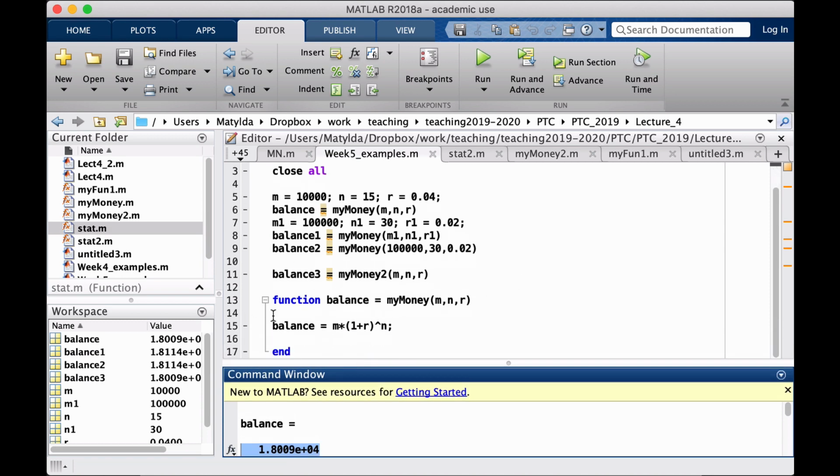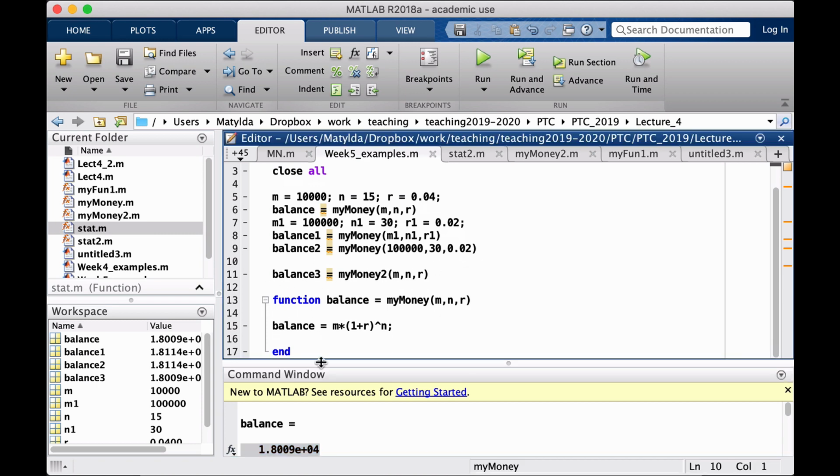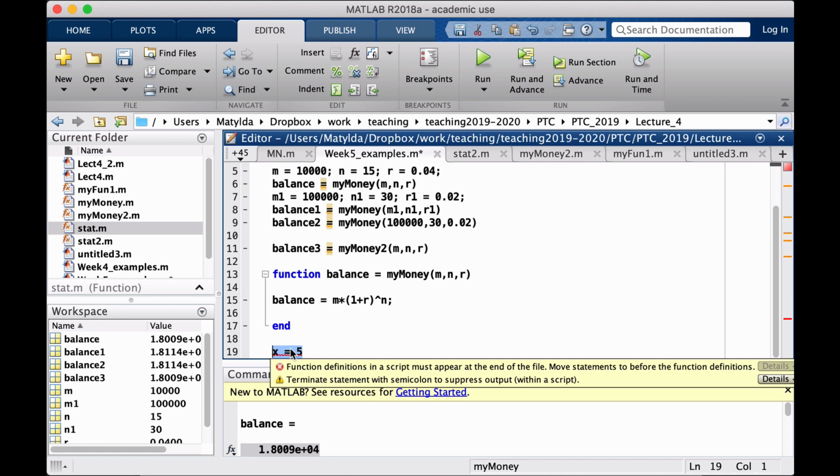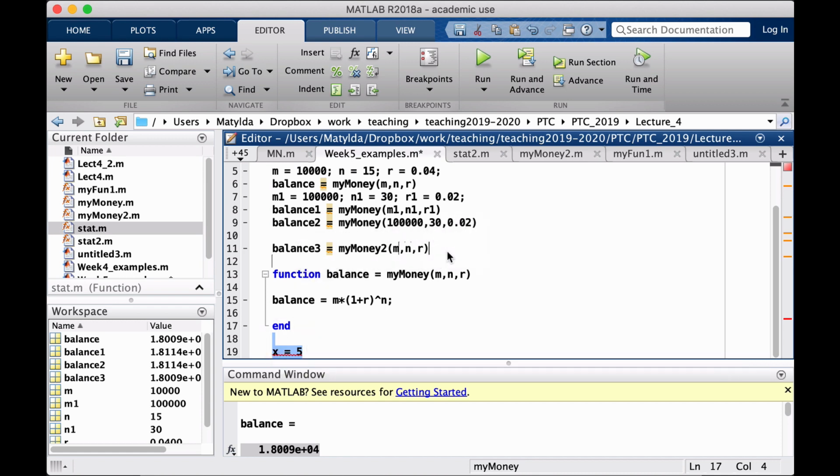And then within this script, remember that anything that is part of the script itself has to be above the function. So I could not continue my script in here and say whatever, some assignment or something. You see this one is already underlined in red because, as the warning says, function definitions in a script must appear at the end of the file. Move statements to before the functions. So it will only work if I take this away and move it up here.